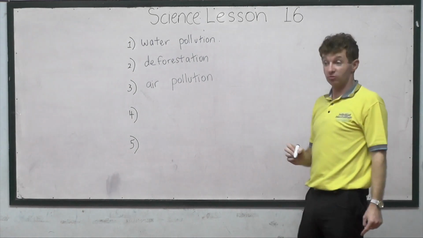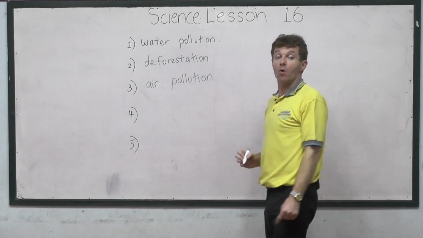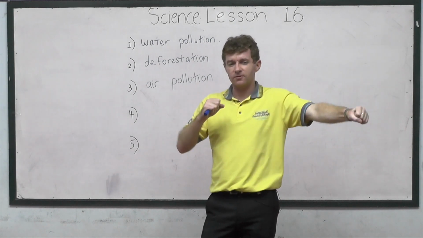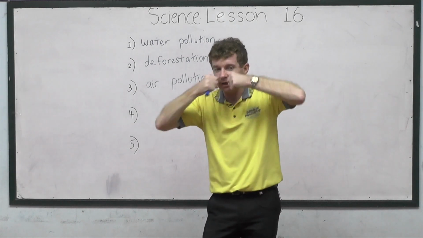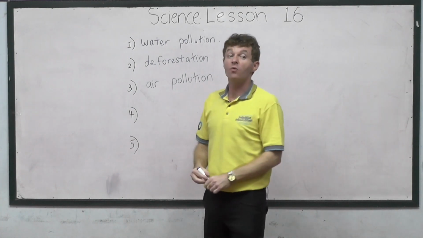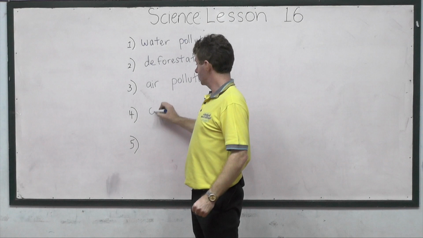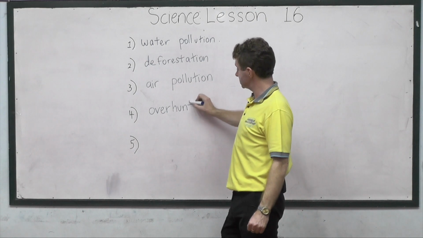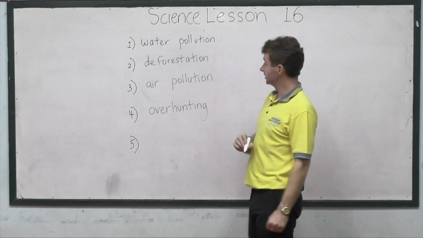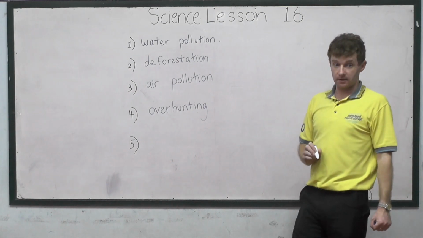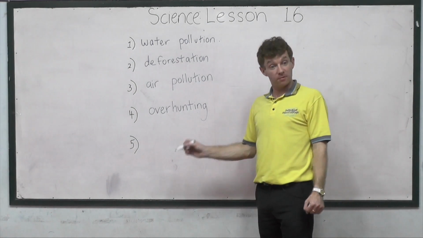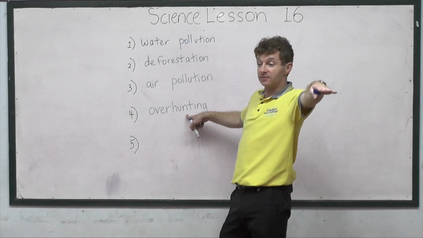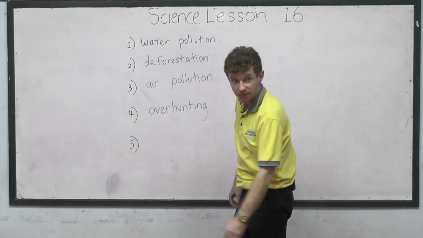Pollution, air pollution. Overhunting, yes, this is the one that Teacher Wes feels sad about. You know, when the elephant and the rhino, they kill them and then they take their horns or their tusk. Overhunting. And number 5, which is the same, but overhunting is on land, overfishing in the water.